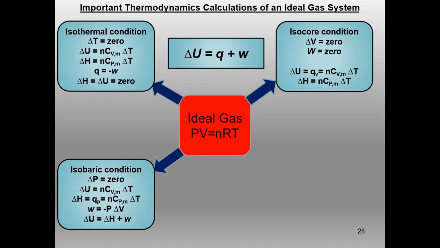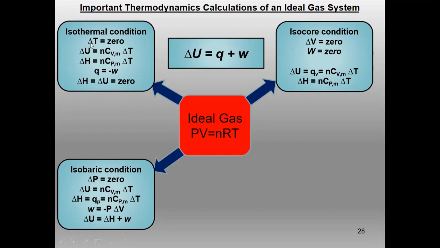All right, isobaric condition. This is the third experimental variable. Working under isobaric condition. What does isobaric condition mean? Constant pressure. Your pressure is constant. If your pressure doesn't change, then the change in pressure is equal to 0. Delta P equals 0. That doesn't mean the pressure is 0. The change in pressure is 0.